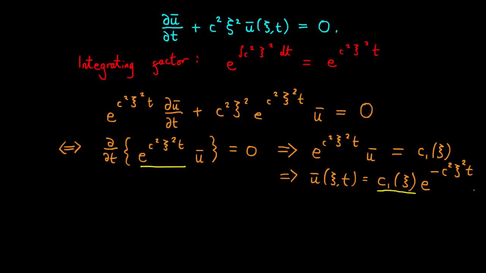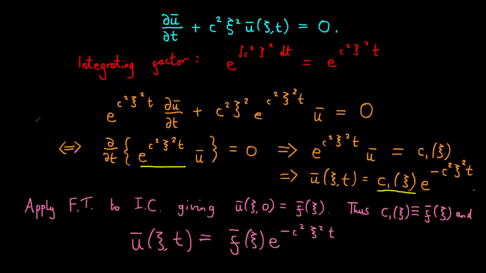So to find out what that is, we're going to have to apply the initial conditions. But first of all, we have to apply Fourier transforms to the initial conditions. So remember our initial conditions were that u of x and naught was equal to f of x. So if we take Fourier transforms with respect to x of both sides of that, then we'll get u bar psi of naught on the left hand side, and taking the Fourier transform of f of x gives us f bar psi.